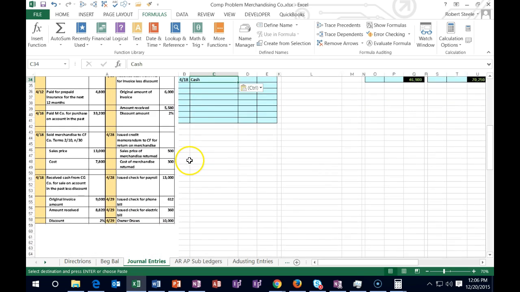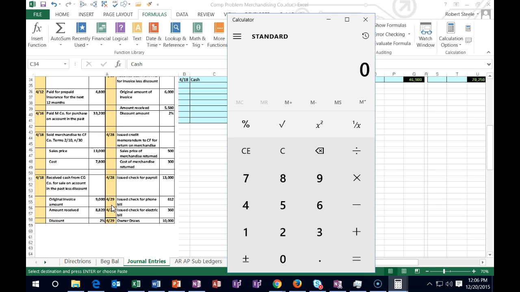And again, it gives us all the information. It says we got 8,820, but the original invoice was 9,000. So in other problems, they might not tell us the amount we received. In real life, we would see it. The check would be what the check is. But in a problem, they might say, hey, here's the original invoice. There was a 2% discount.